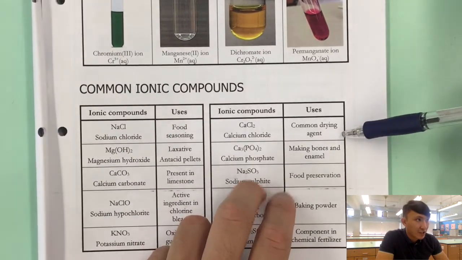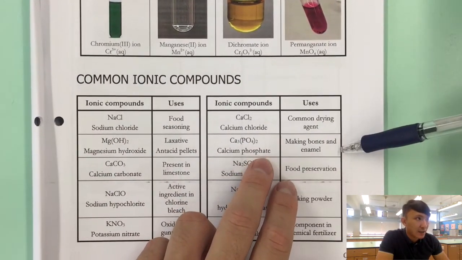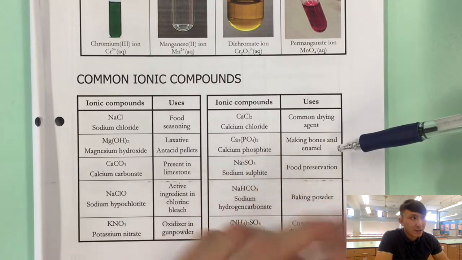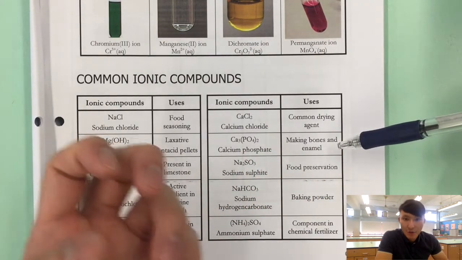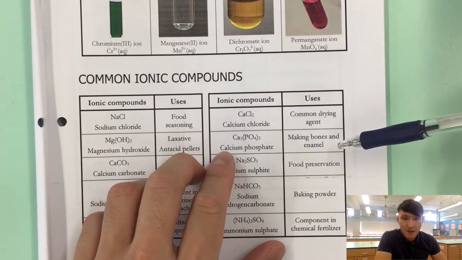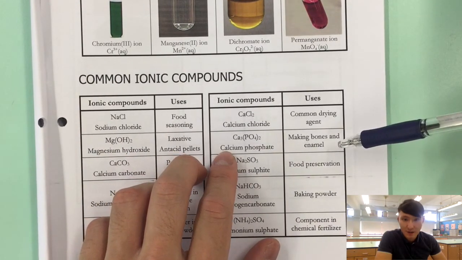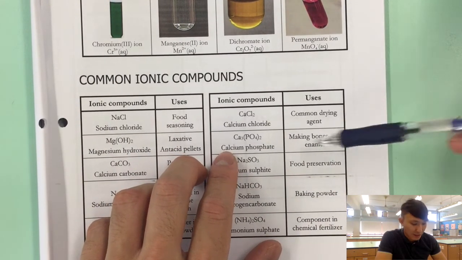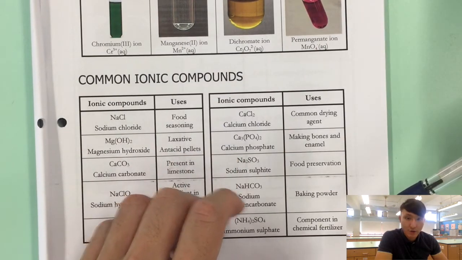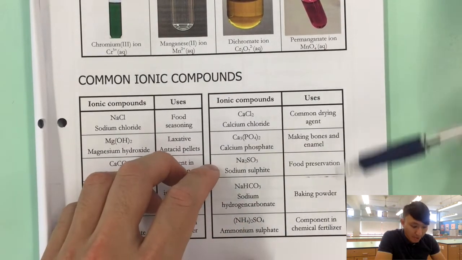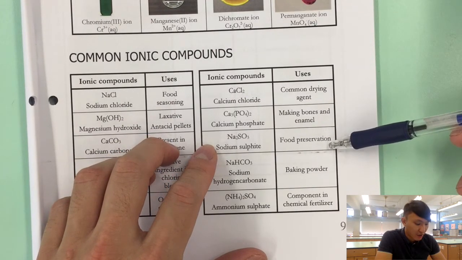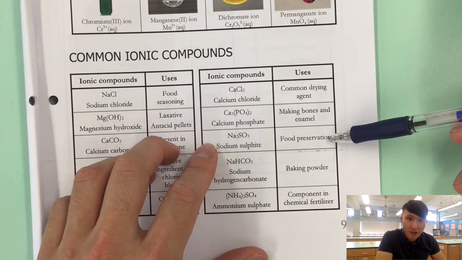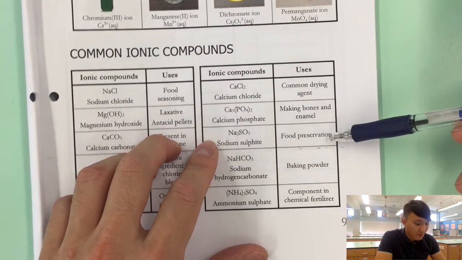Calcium chloride is a drying agent. This one, calcium phosphate, is actually the building material in your bones and enamels, right? Out of our bones, 97% by mass is actually calcium phosphate. It's a very strong material, you can tell. Sodium sulfite is used for food preservation. It is also added into red wine to prevent it from spoiling.